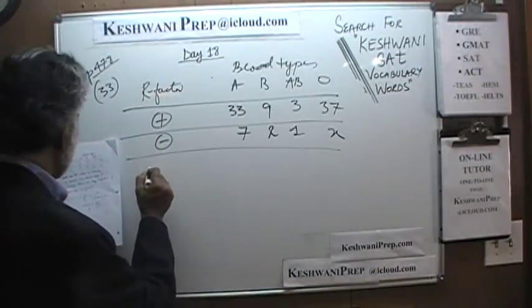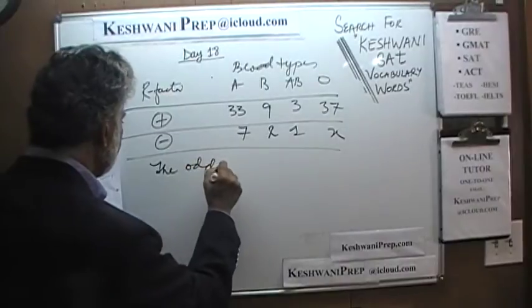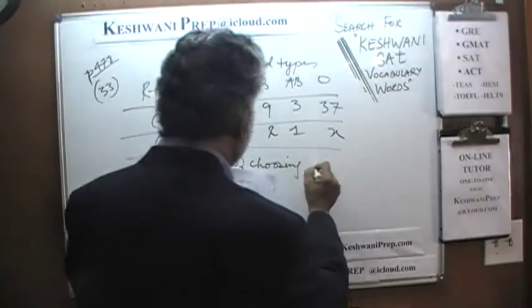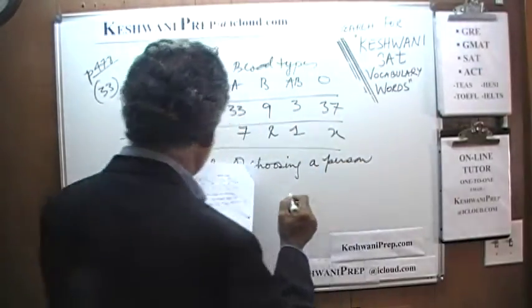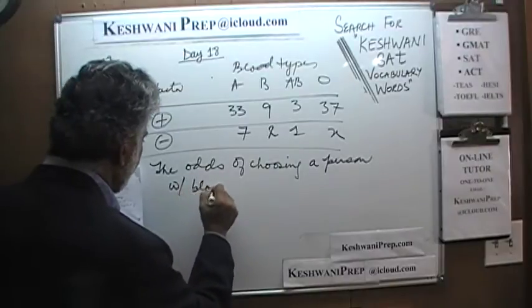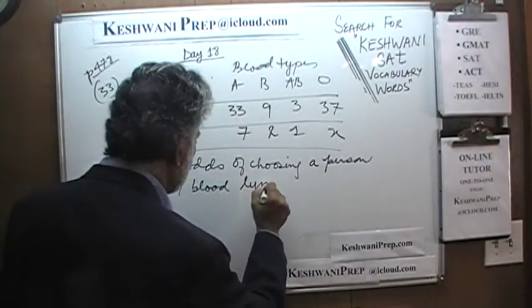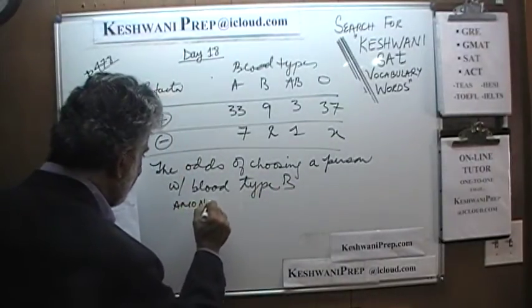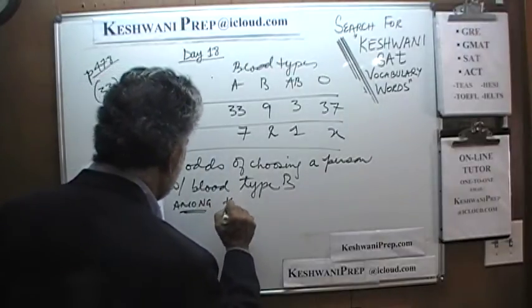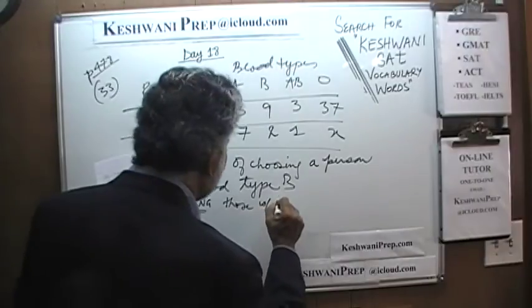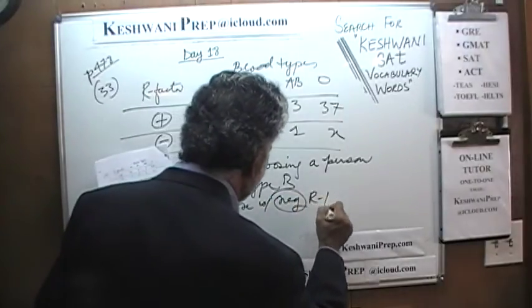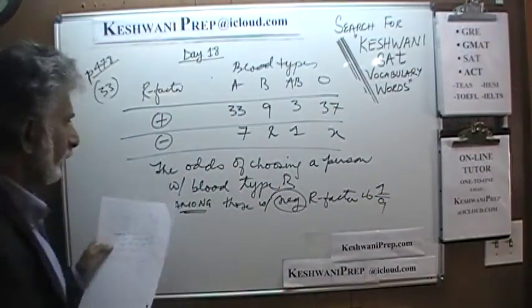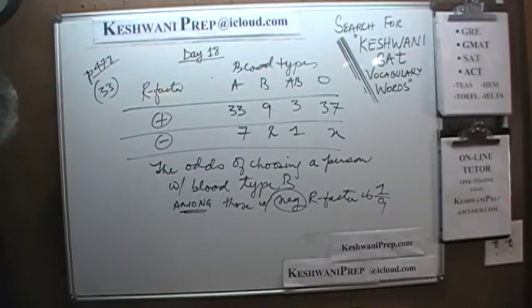It says that the odds of choosing a person with blood type B, this part is important, among those with negative R factor, is 1/9. Negative R, that is important that we understand that.